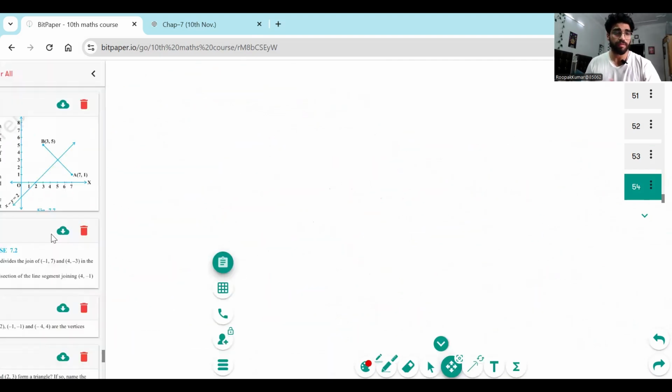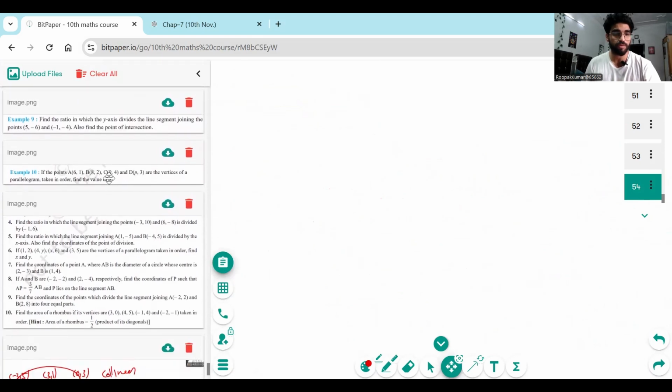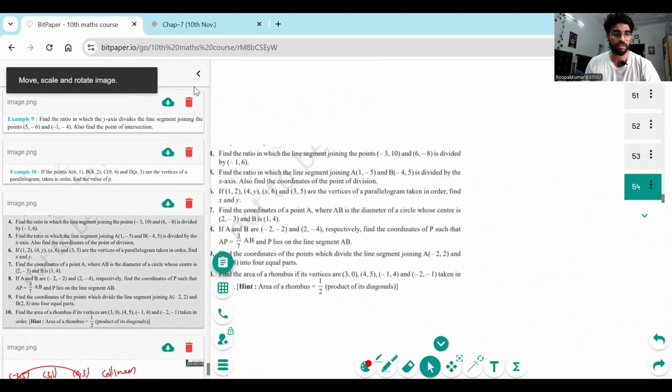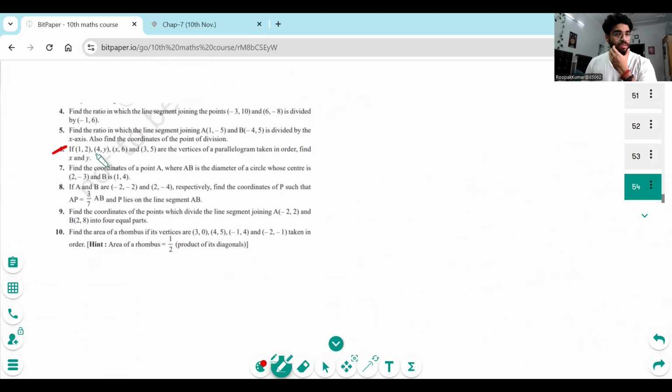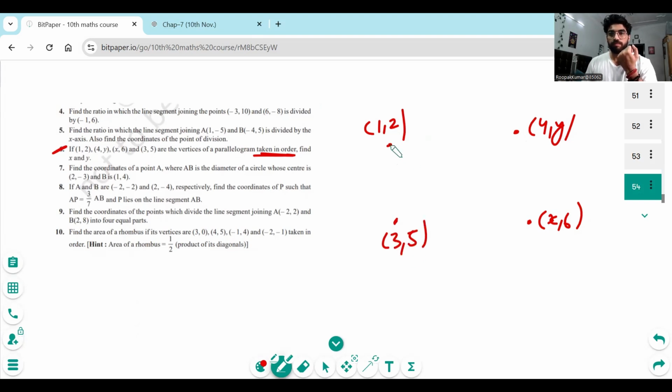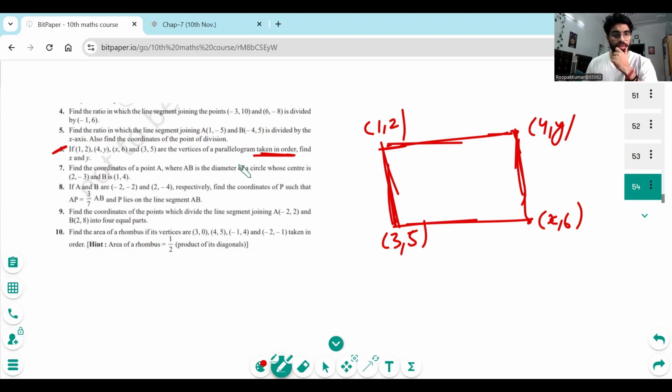Now let's come to the questions. Before the second question, we want to do question number 6 first. So these 4 points are the vertices of a parallelogram taken in order. Very important, taken in order. That means you cannot ruin the order. If you are taking it clockwise, you take it clockwise. If you're taking it anti-clockwise, you take it anti-clockwise. You cannot have 4 comma y here and x comma 6 here. So if this is in fact a parallelogram, then what is the value of x and y? That is the question.